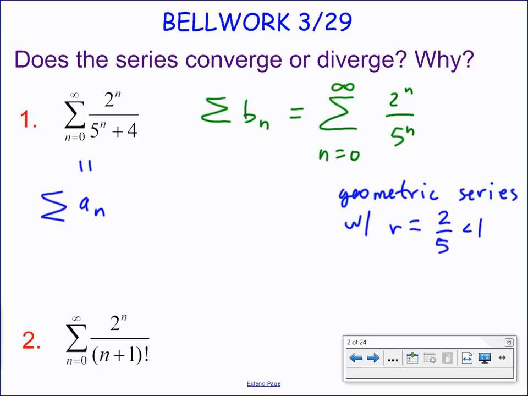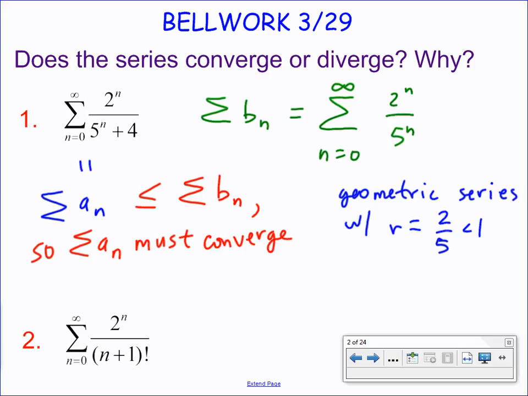We know that this series converges. So my original series is forever less than or equal to my known series, which converges, for some n greater than or equal to N. In fact, this is going to be less than or equal to it for all of them. Okay? Therefore, my original a sub n must converge by the direct comparison test.